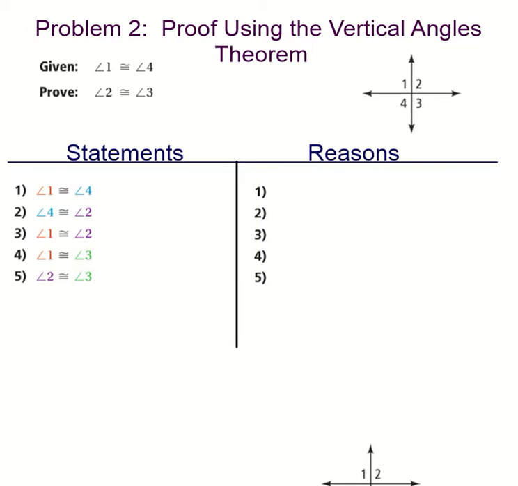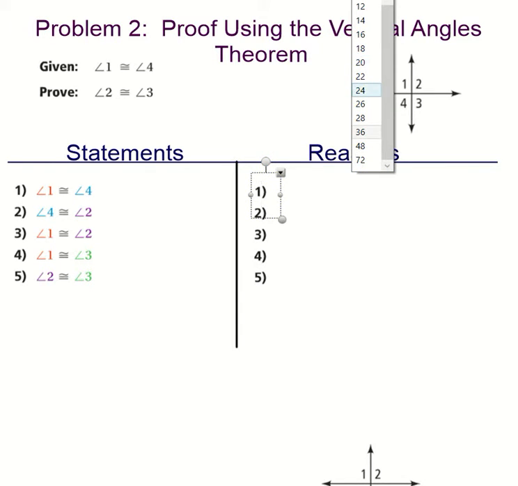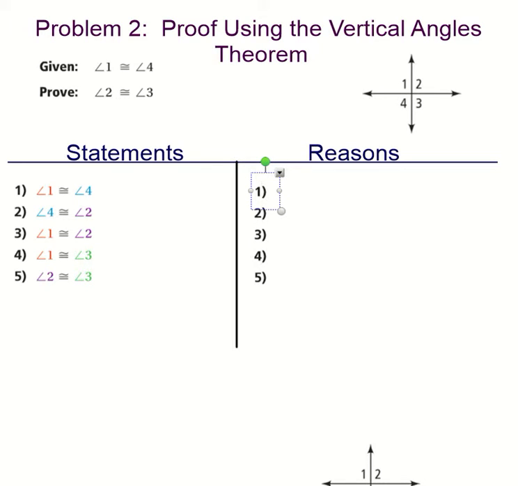So we're given that angle 1 is congruent to angle 4 in this drawing up above. And then what we want to prove is that angle 2 is congruent to angle 3. So they gave us all the statements, and we need to fill in the reasons again. So let me just quickly change my font size. There we go. Alright, so angle 1 is congruent to angle 4. That was the given that they gave us.